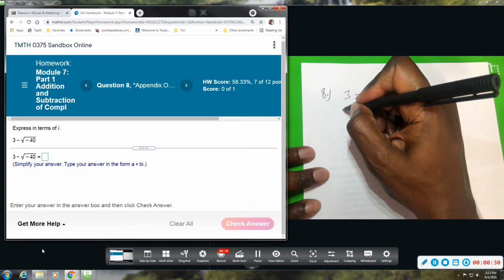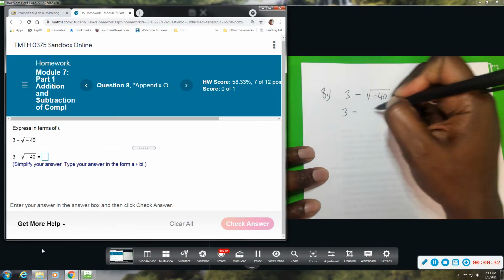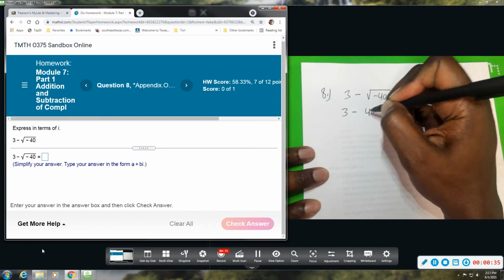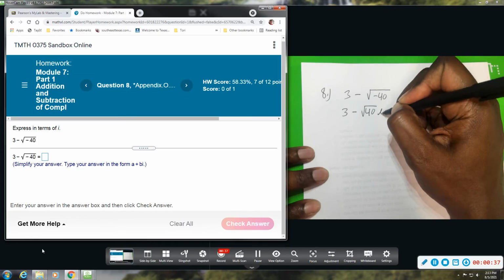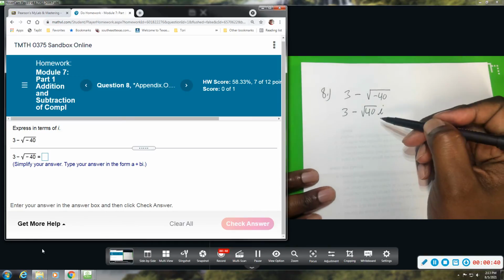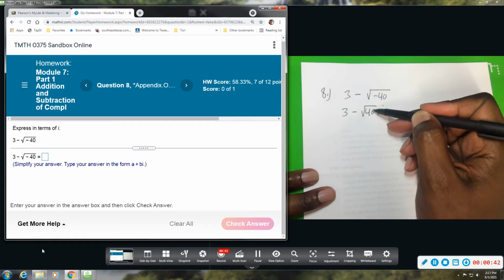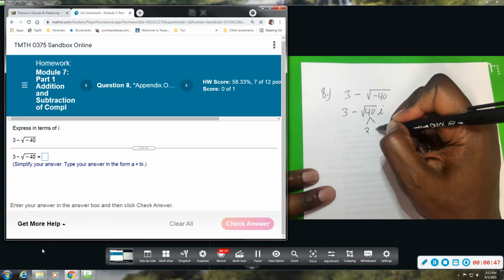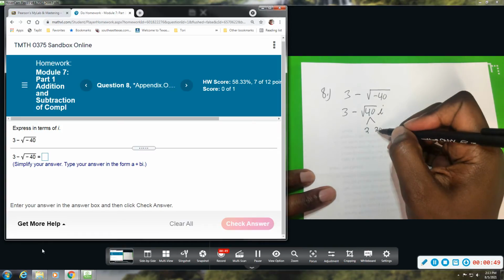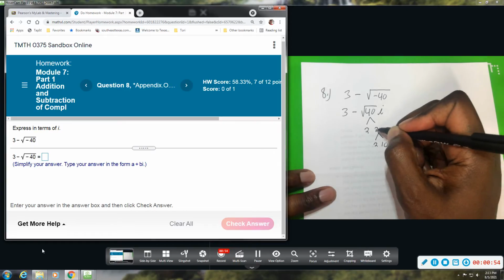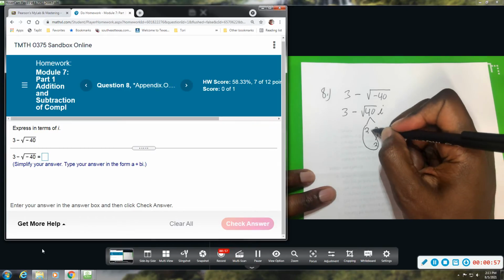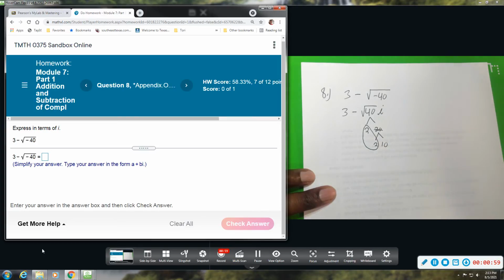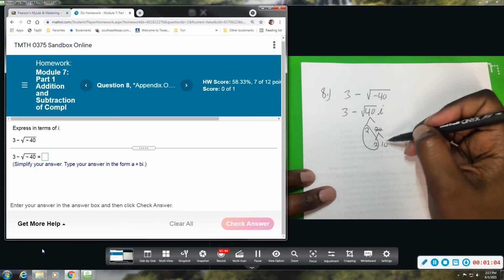So I'm going to rewrite this as 3 minus the square root of 40, and then i. And then we're going to break down the 40. So this can be divided by 2 and 20. And then the 20 can be broken down into 2 times 10. Now, we can break down 10, but it'd only be 2 and 5. And 2 is prime, so it's 5. And you would just end up multiplying them back together.